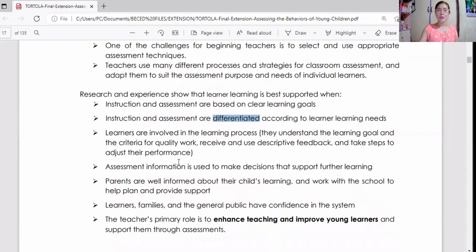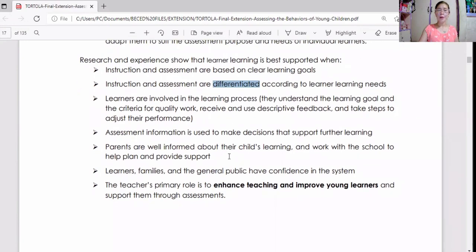Okay? Now, learners should be involved in the learning process. So dapat involved sila. Kay they just passive. Dapat they also understand what they should know. Okay? And parents are well informed about their child's learning and work with a goal to help plan and provide support. So, as teachers, parents are our partners. Whatever we do in school, we have to give feedback to our parents. Kabalo na gid mo ana because you are teaching for a long time.